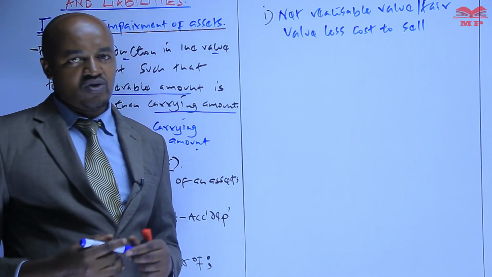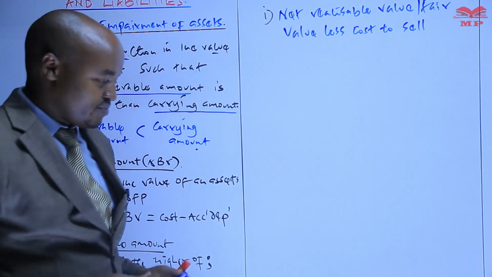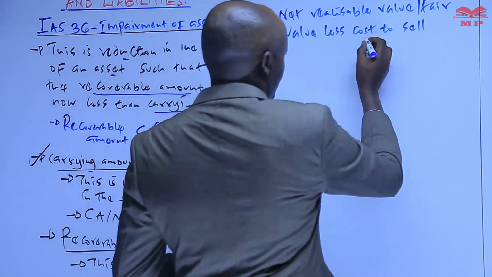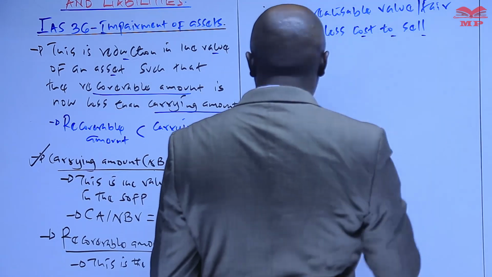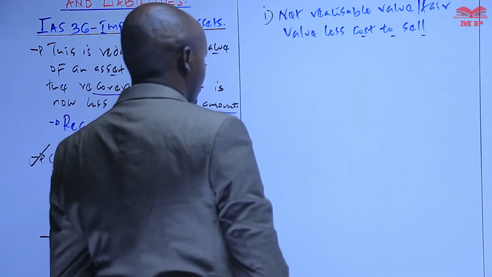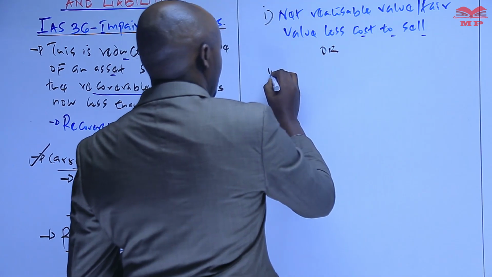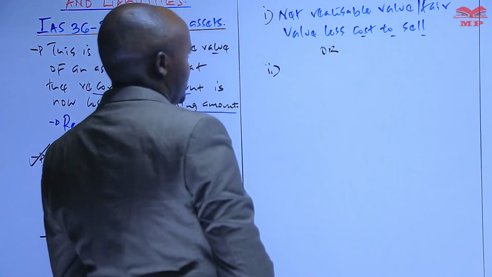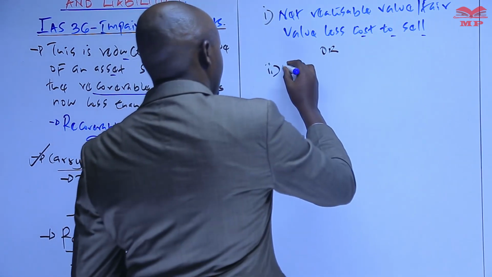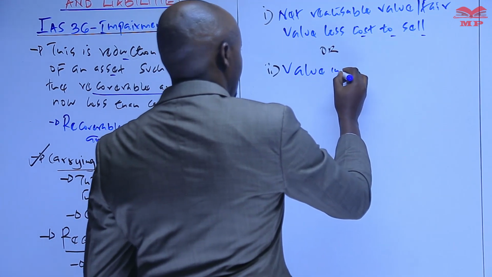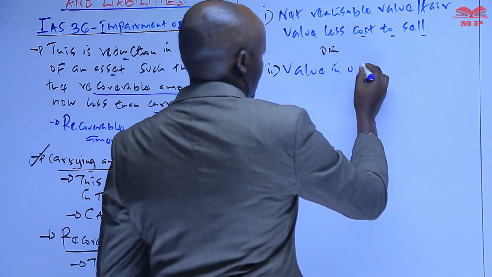So any cost which will be incurred by the company for the company to be able to sell that particular asset, we refer to that as cost to sell. So we take the higher of that, or number two, something known as the value in use.